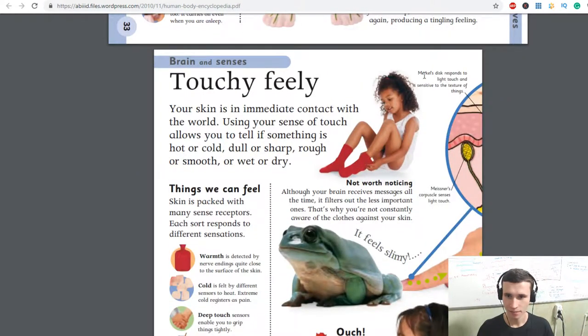Touchy feely. Merkel's discs correspond to light touch and are sensitive to the texture of things. Meissner's corpuscle senses light touch. Your skin is in immediate contact with the world. Using your sense of touch allows you to tell if something is hot or cold, dull or sharp, rough or smooth, or wet or dry.